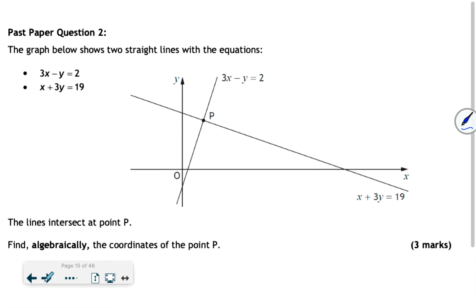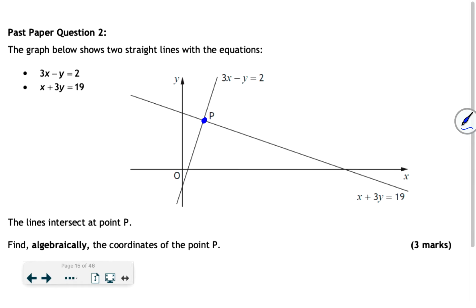Last past paper example. This time we relate it right all the way back to the first bit where we were finding where straight lines crossed. It says the graph below shows 2 straight lines with equations 3x minus y is equal to 2 and x plus 3y is equal to 19. The lines intersect at the point P. So I want to find algebraically the coordinates of point P. So I want to find where these 2 lines are intersecting each other.